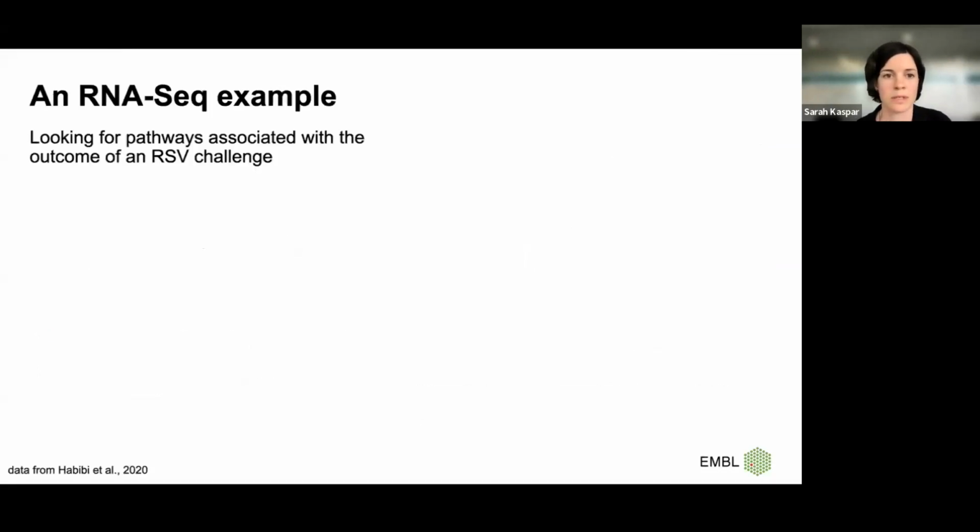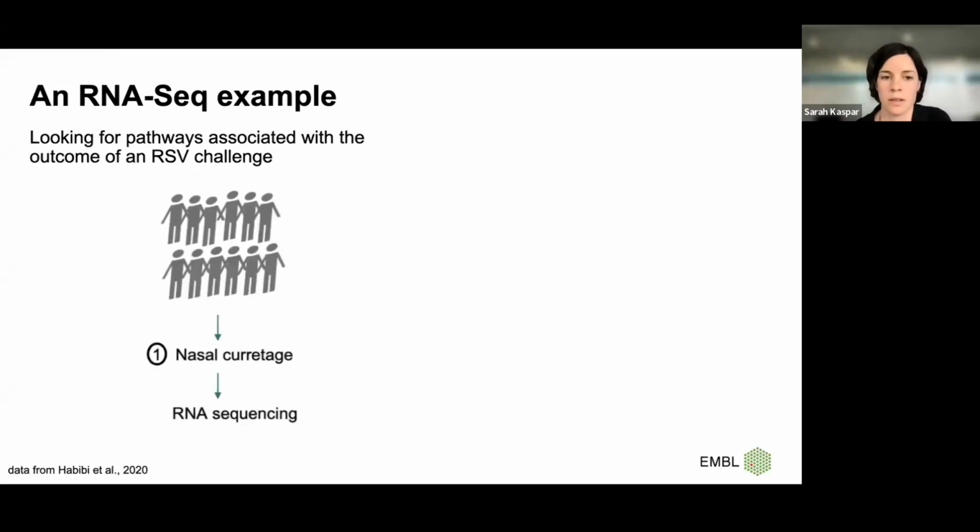Okay, so with these ideas in mind, I think we're ready for the RNA-Seq example that I brought. We are going to look at a study where the authors were looking for pathways that are associated with the outcome of an RSV challenge. RSV is respiratory syncytial virus, which is a common cold virus. In this study, there was a test group of adults who volunteered, and they got a nasal swab before doing anything else, which went to RNA sequencing. So there's nasal tissue as samples.